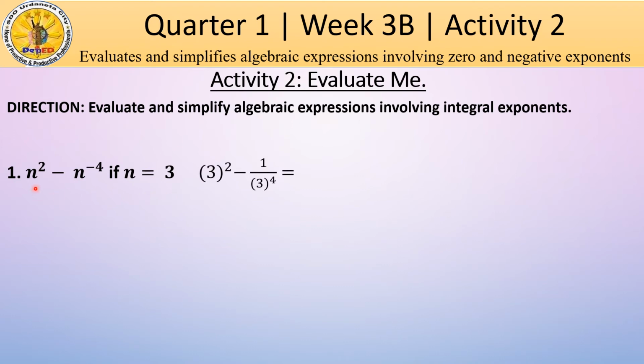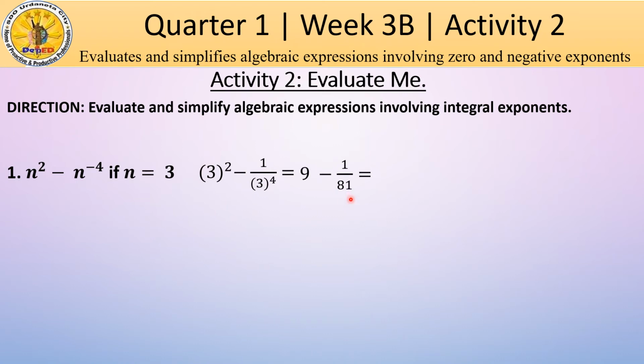So, n, we have to substitute the value for n, which is 3 raised to positive 2 minus... Okay, remember if you have a negative exponent, you're going to put the negative exponent down to make it positive. So you have 1 over 3 raised to the 4th power. Okay. So 3 times 3, you have 9, 1 over 81.